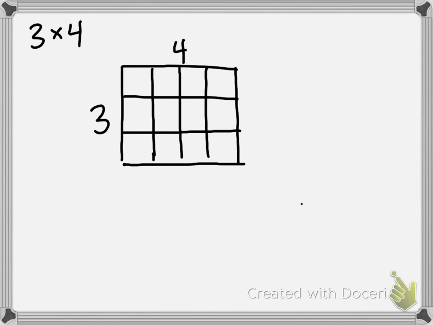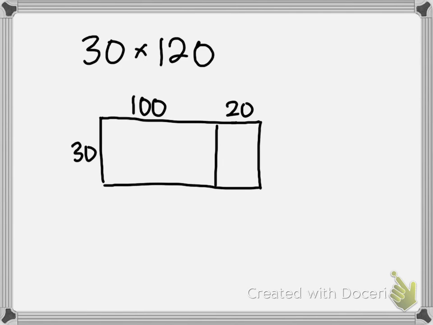First, we're building on the students' prior knowledge of arrays, such as 3 times 4, 3 rows of 4, and the area for 3 times 4 is going to be 12. You can count up the squares in the box, and that'll be equal to 12. Building on that, we're now looking at area models. A simple example of this would be 30 times 120.